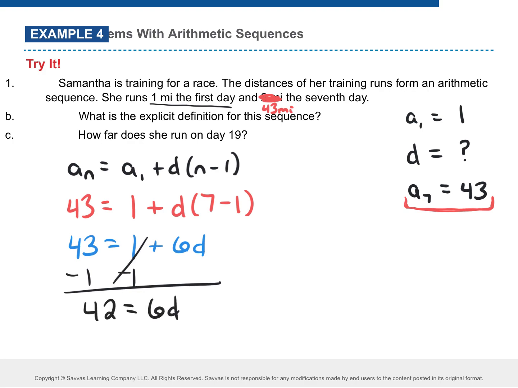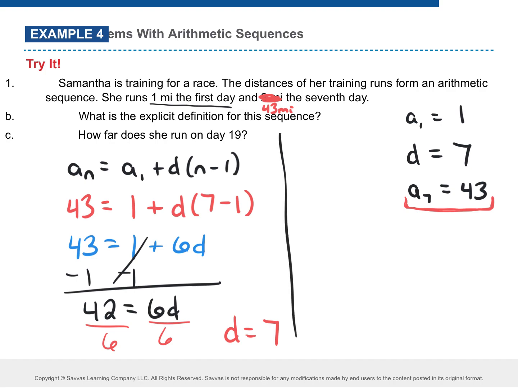What do I do from here? Divide by 6. So what do we end up getting for D? 7. So we just found over here D equals 7. Is that what A wanted? Yes. No. It's a part of it, right? It wanted the full definition. So now that we know that, we can write the full definition.